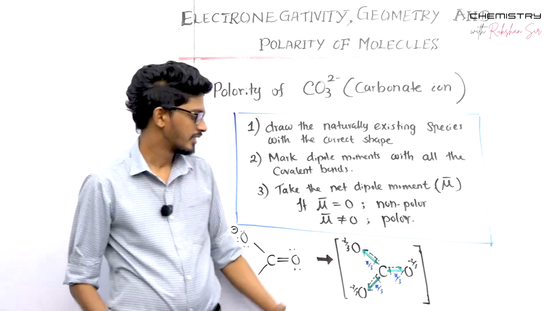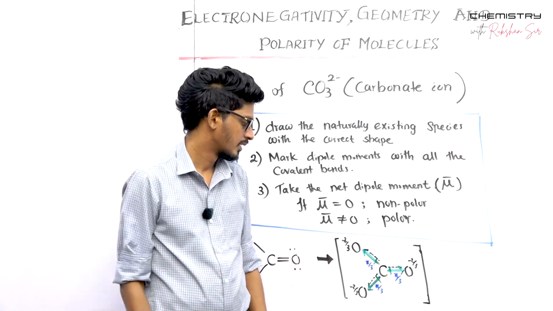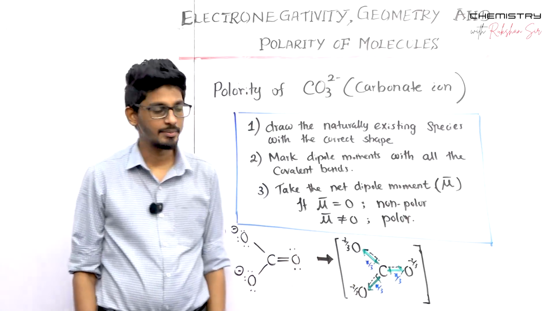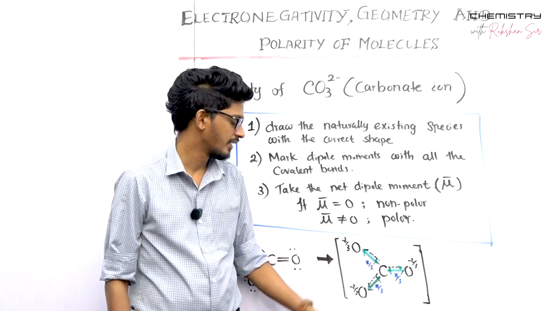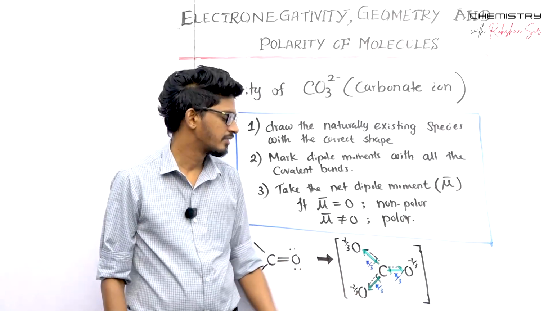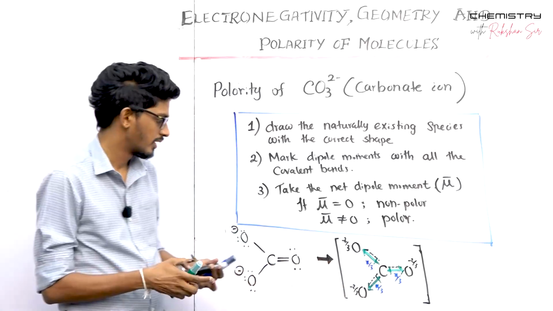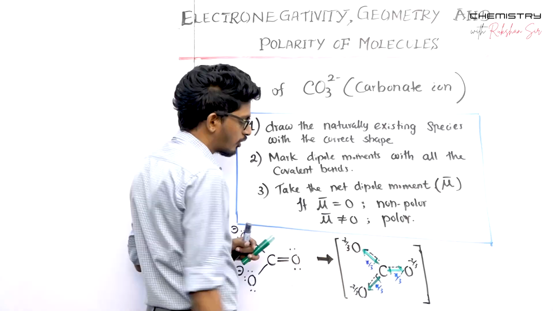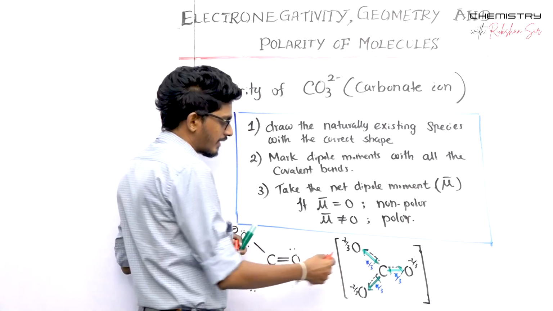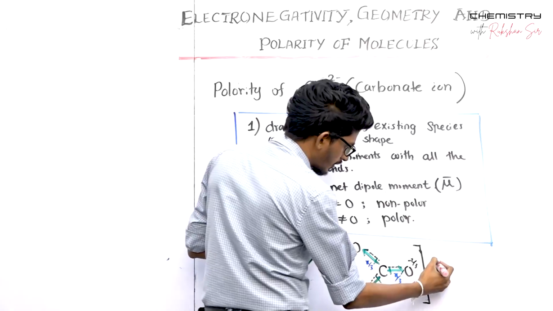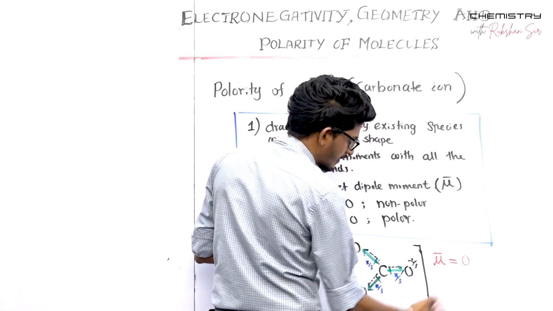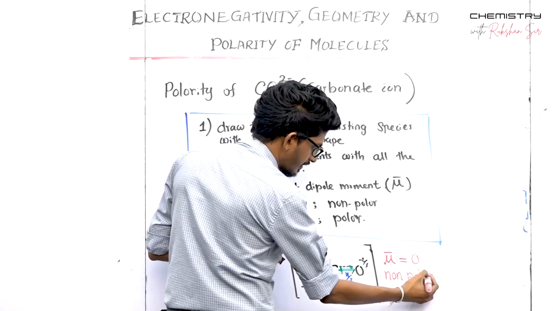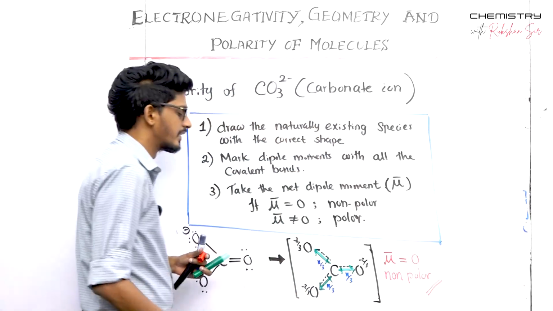Next, take the net dipole moment. You will clearly see these three bonds are equal, and this can be considered a perfect shape, with no lone pairs. With a perfect shape, the dipole moments will cancel off, giving you a zero net dipole moment. So the net dipole moment is equal to 0 here, and the species is non-polar. So carbonate is non-polar.